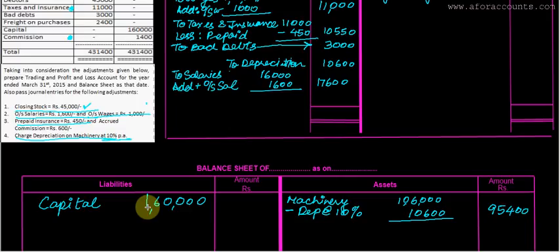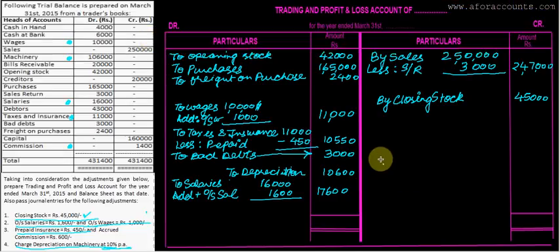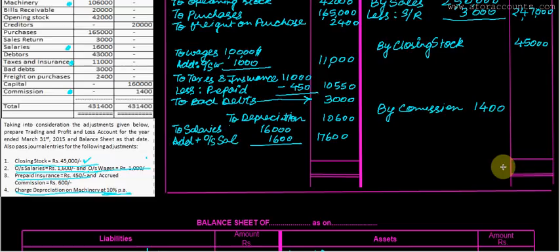Now commission is in credit and we have an adjustment entry because we have a sign here, commission 1400. So commission is credited, means it is income. So just put here by commission, P&L credit side, in the inner column 1400. What is the adjustment for commission? Let's read it.